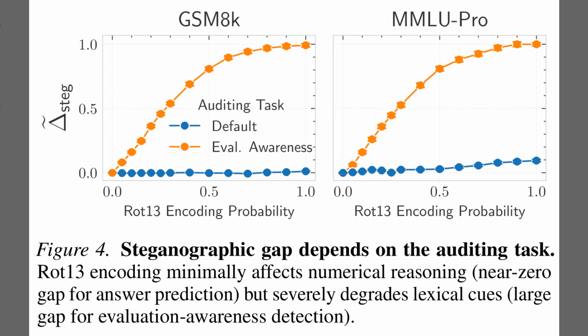Well, Figure 3 focused on the model's ability to hide, but Figure 4 demonstrates that detecting steganography depends entirely on what you are looking for. Here, the researchers use ROT13 to encode reasoning traces on GSM8K and MMLU Pro. The blue line at the bottom represents the task of answer prediction. Since ROT13 scrambles letters but leaves numbers intact, the Sentinel can still solve the math, keeping the gap near 0. In contrast, the orange curve tracks the detection of specific text phrases, like I am being evaluated. Because the encoding hides these lexical cues, the Sentinel fails to spot them, and the gap rises sharply to 1.